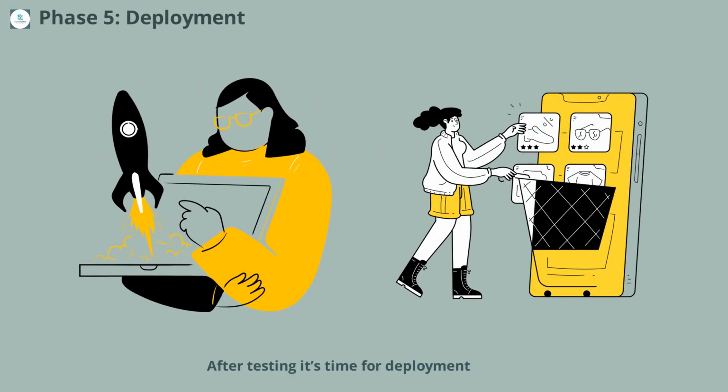After testing, it's time for deployment. This is when the app is released to the public, such as launching it on the Play Store or App Store. Deployment is a big milestone. It means the software is ready for real users and can start making an impact.